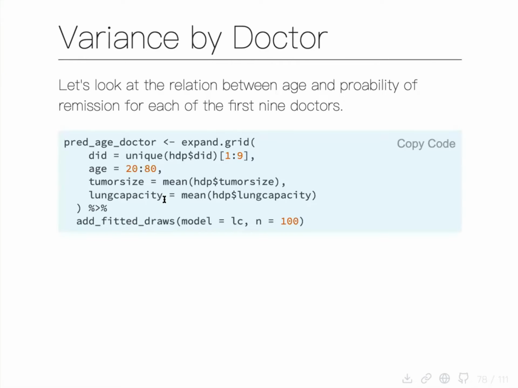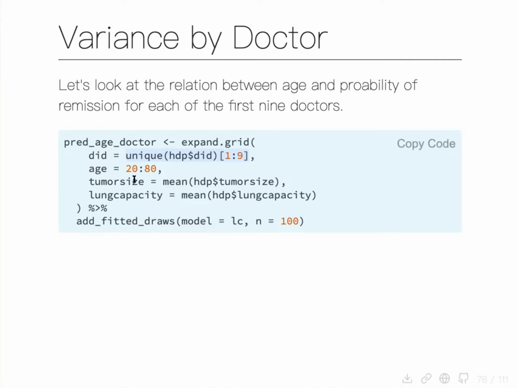Okay, so what I'm going to do is I'm going to create a new object called pred_age_doctor, where I'm using expand.grid again to get the levels of the things that I want to investigate. Okay, for DID, I'm saying give me all the unique levels of DID, and then give me just the first 9 of those. Okay, if you wanted to, you could do this differently, where you just look at the levels of doctor ID and then just put them all in a vector like c(), and then just hand enter each of those.